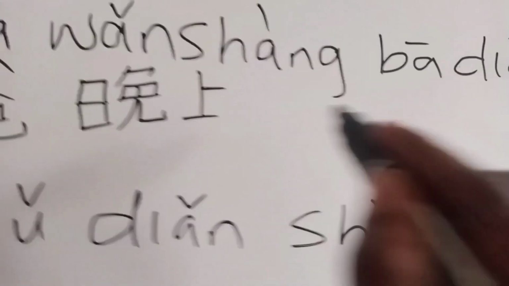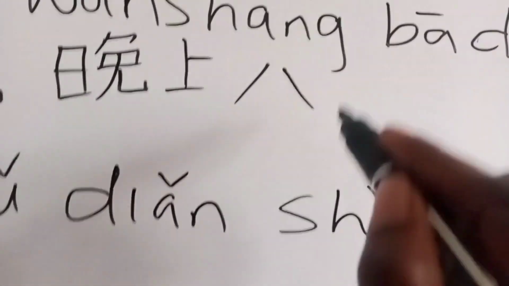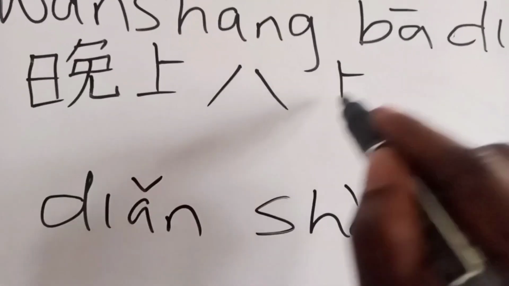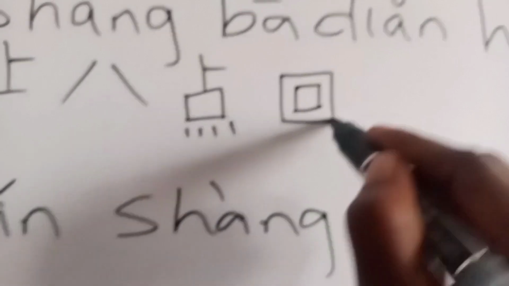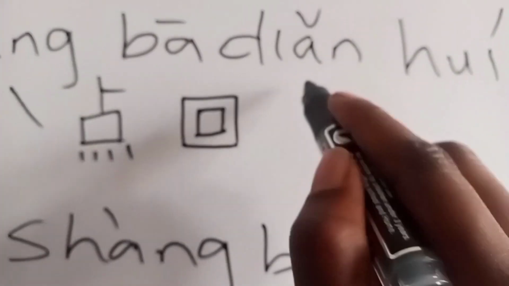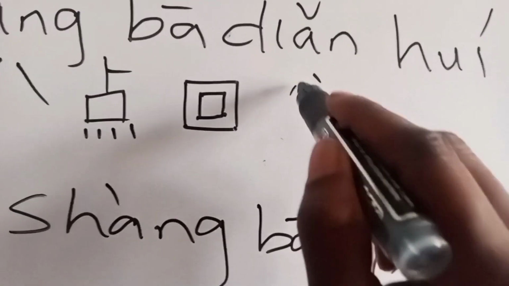Wanshang. Ba dian. Ba dian. Hui. This is how to write hui. Then you put another small box inside. Close the small box before you close this big one. Jia. This is how to write jia.